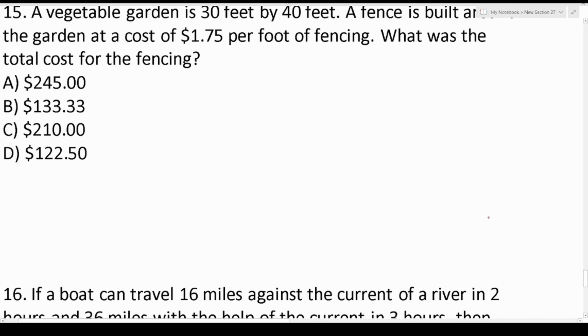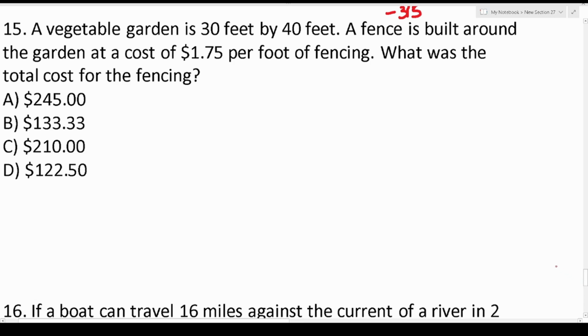All right, number 15 says a vegetable garden is 30 feet by 40 feet. A fence is built around the garden at a cost of $1.75 per foot of fencing. What is the total cost of fencing?